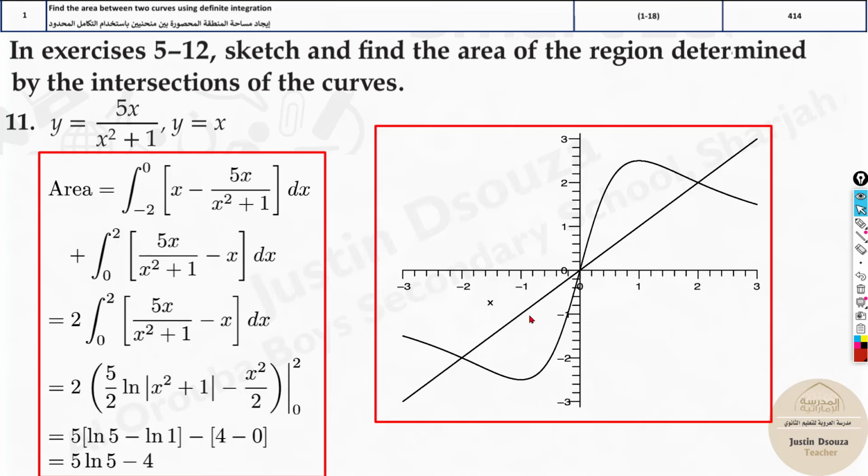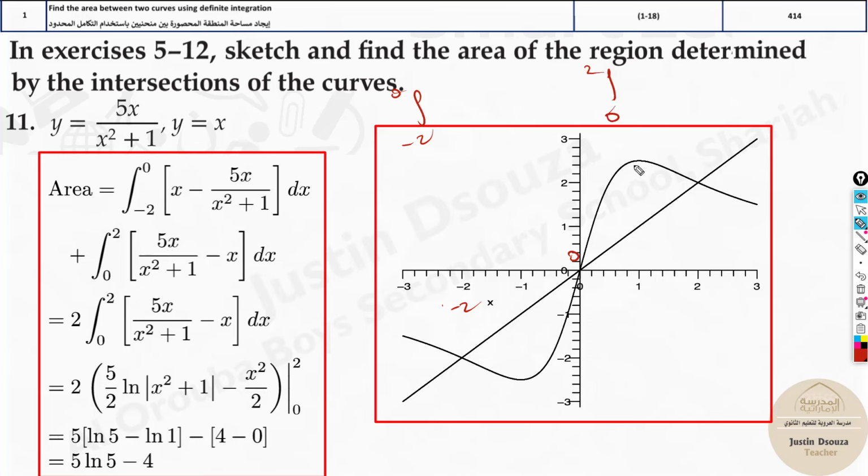Here there are many intersection points. See, it's a linear line, right? It's a straight line. It will touch over here, and over here. There are 3 points. So that means you have to split the limit. So whenever you get such cases, over here -2 to 0 is one limit. So integral from -2 to 0, again integral from 0 to 2.